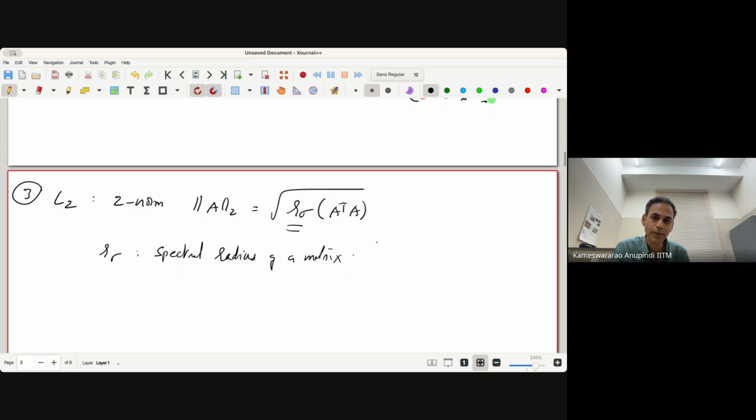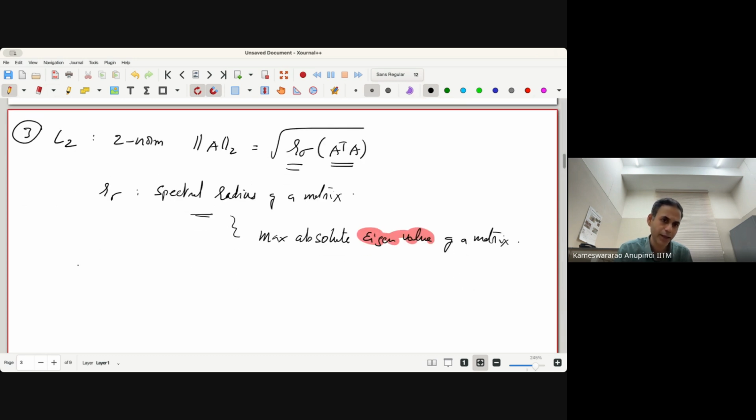That means I'm given a matrix A, I'm taking A transpose A, which is also a matrix, and I'm calculating the eigenvalues of that matrix. Spectral radius of a matrix means the maximum absolute eigenvalue of a matrix. I hope all of you are familiar with the concept of eigenvalue. Given a matrix, how do we go about calculating eigenvalues?